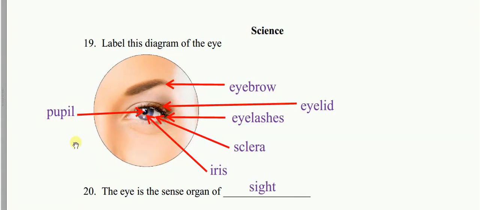Now this diagram has all the external parts of the eye, the parts that we can readily see. So we have here the eyebrow, we have the eyelid, the upper eyelid in this case, we have our eyelashes, we have the white of the eye called the sclera, the colored part of the eye called the iris, and we have that black dot in the middle called the pupil. Finally, the eye is the sense organ of sight.